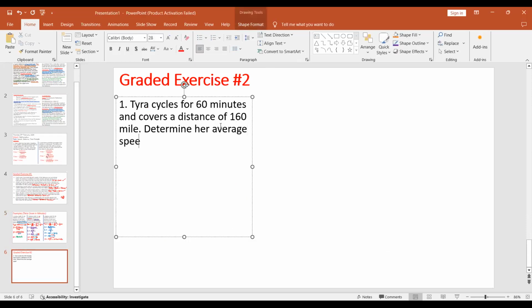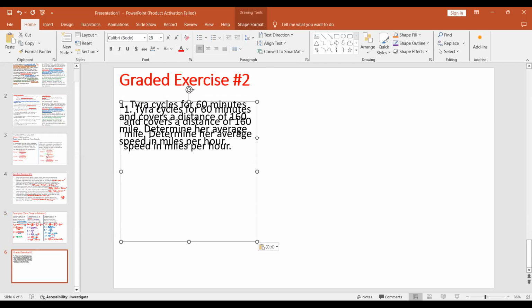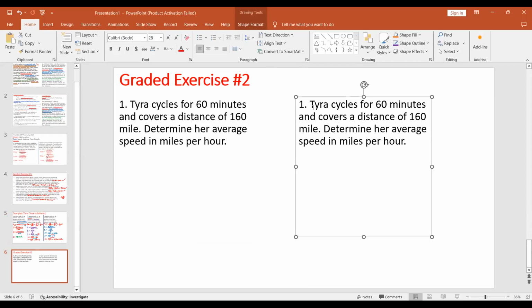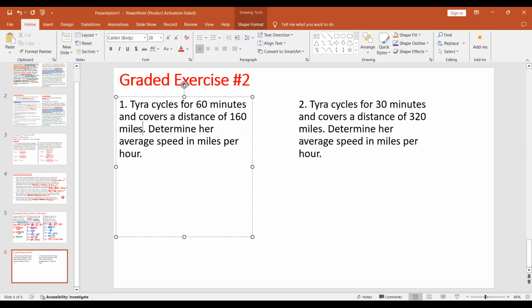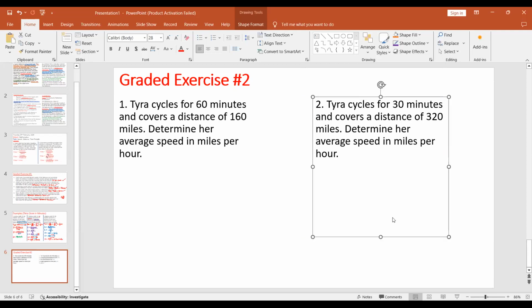Determine average speed in miles per hour. And then one more. Number 2. Cycles for 30 minutes. Covers a distance of 320 miles. Determine her average speed in miles per hour.